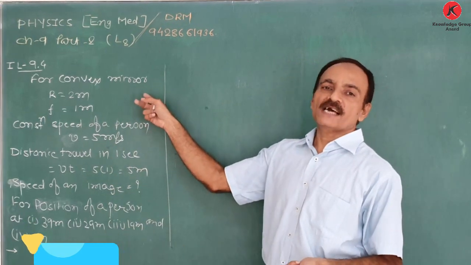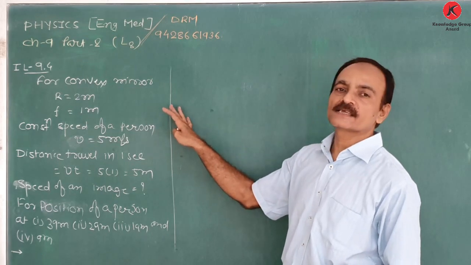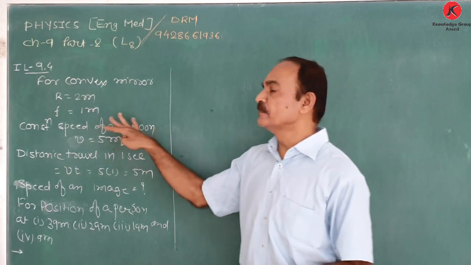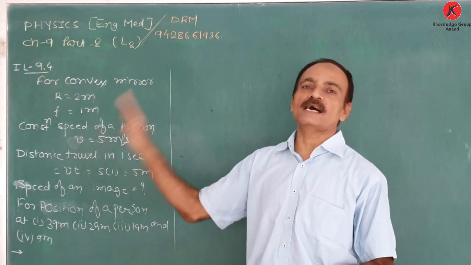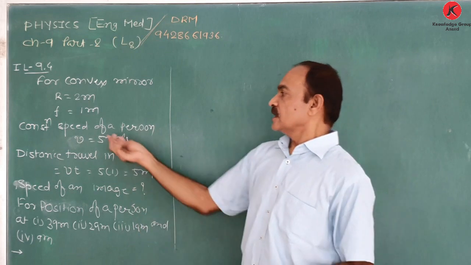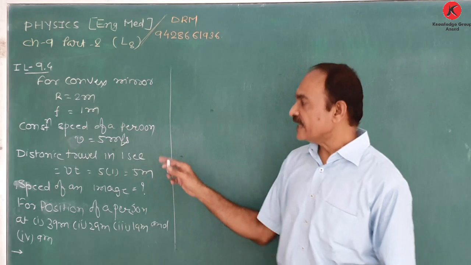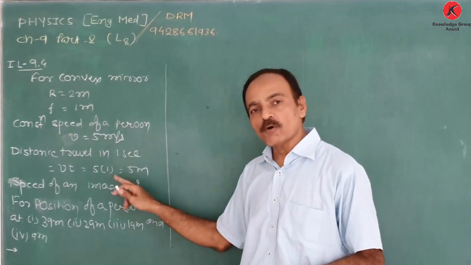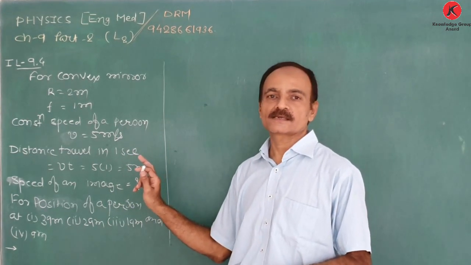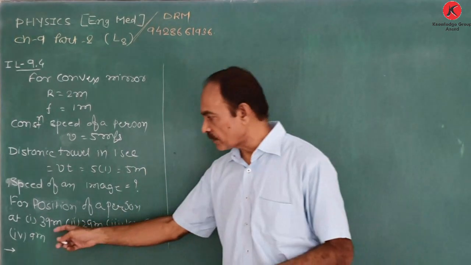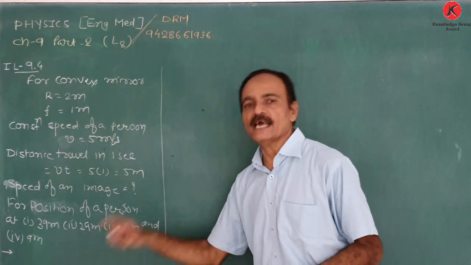Suppose we are sitting in a parked car and observing in the side view mirror of the car a person moving towards the car from the back side. The speed of the person is 5 meters per second. We have to find the speed of the image shown in the mirror at different positions of the person: 39 meter, 29 meter, 19 meter and 9 meter.